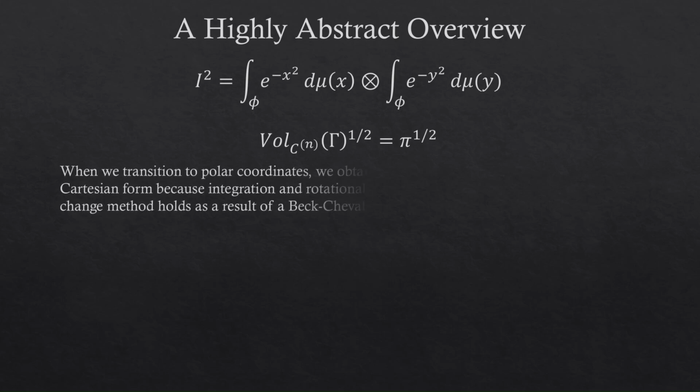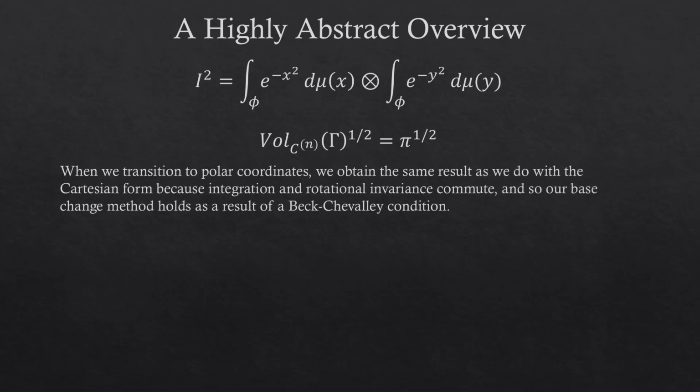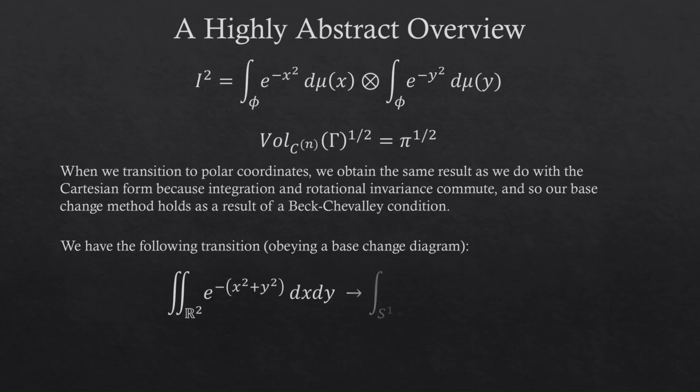When we transition to polar coordinates, we obtain the same result as we do with the Cartesian form because integration and rotational invariance commute, and so our base change method holds as a result of a Beck-Chevalley condition. And so we have the following transition that obeys a base change diagram. Our double integral over r squared then transitions into our double integral over the coordinates r and theta, in terms of the circle and the real numbers from 0 to infinity.